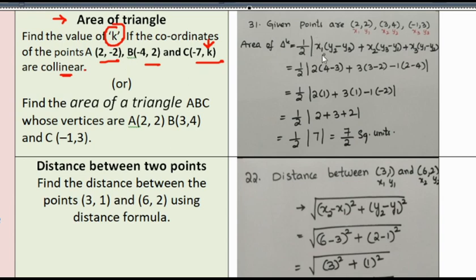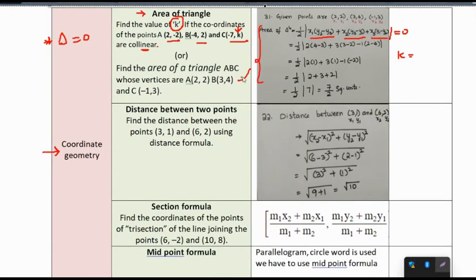We all know the area of triangle formula, half into x1 (y2 minus y3) plus x2 (y3 minus y1) plus x3 (y1 minus y2) is equal to 0 because the points are collinear. Replacing x1 y1, x2 y2, x3 y3 in this formula, we will get the value of k. And this is the solution for the second question.